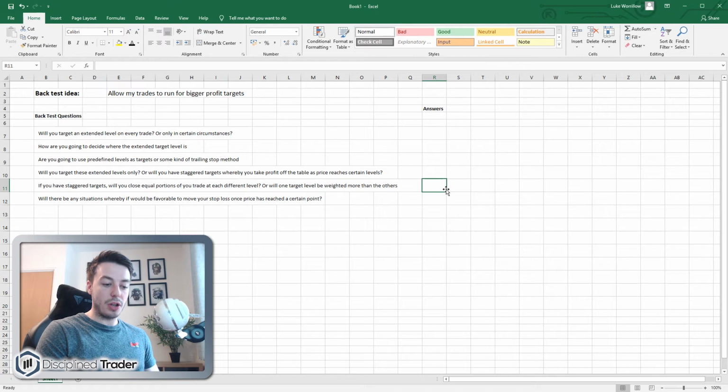Not only do I want to know if the extended level is better, I would like to know if any of these levels are better. For example, let's go back to the example with three extended targets. You've got the initial target, second target, third target.